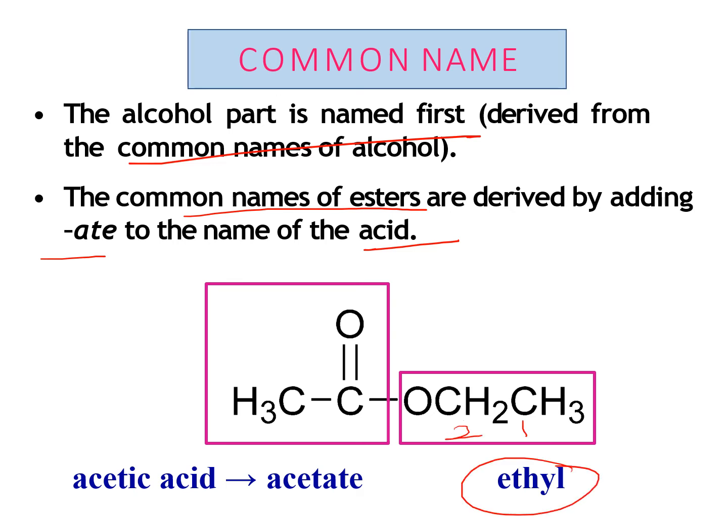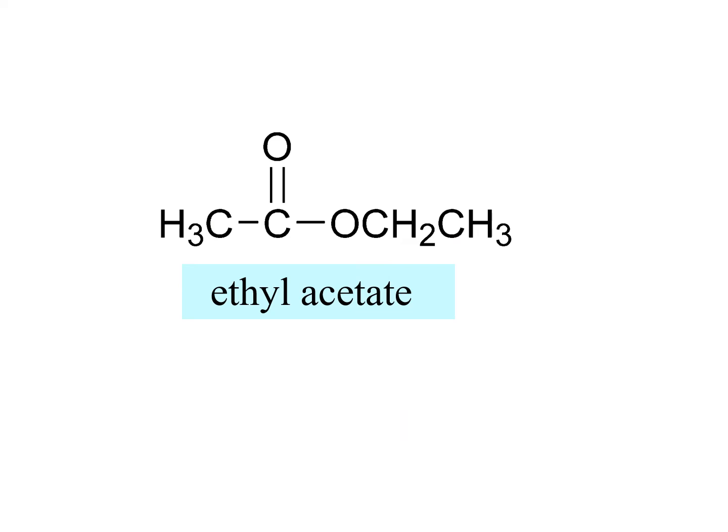Okay, for example here, common name for part alcohol, dia adalah ethyl. Common name part for ester, you ada 2 carbon. Kalau carboxylic acid, dia akan jadi acetic acid, but now it becomes acetate because it's an ester. Just replace the ic acid with ate. So for the whole structure, the name using the common name will become ethyl acetate.